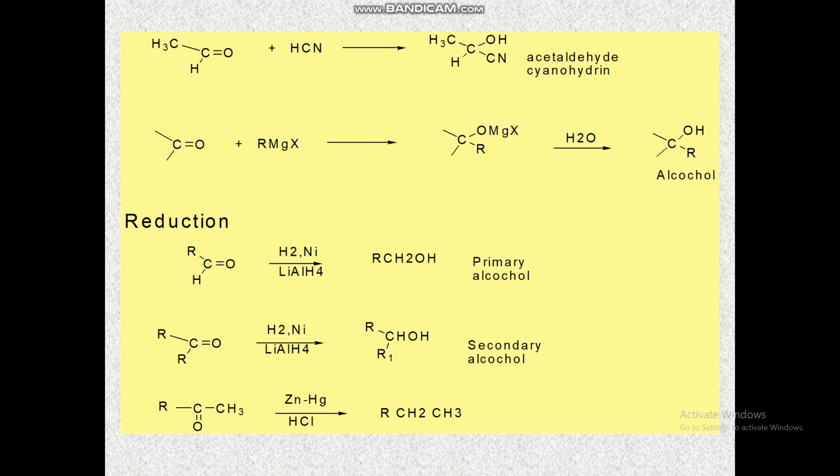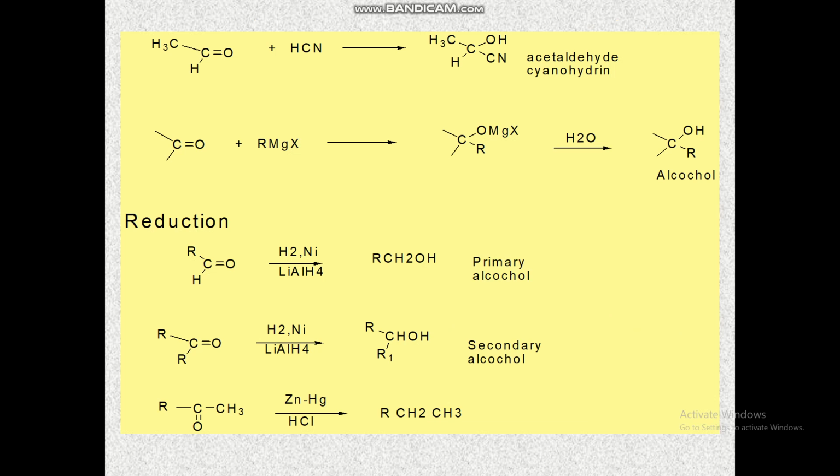Next, the addition of hydrogen cyanide. Carbonyl compounds form cyanohydrin on reaction with hydrogen cyanide. If it is acetaldehyde, it will produce acetaldehyde cyanohydrin.